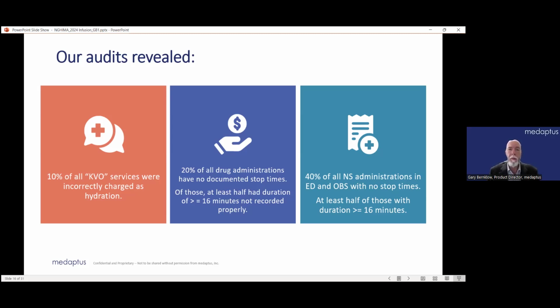So of the patients you see in the ED, 35% of them are going to have some sort of hydration or infusion service, of which a lot of those are hydration. And if 40% of all those don't have stop times listed, you can't bill any of them, right? We did find at least half of those with a duration of more than 16 minutes. Now, in order to bill hydration, they have to have a duration of at least 31 minutes. So the data might be a little bit incomplete there, but still we think that is probably going to be a problem for a lot of organizations.